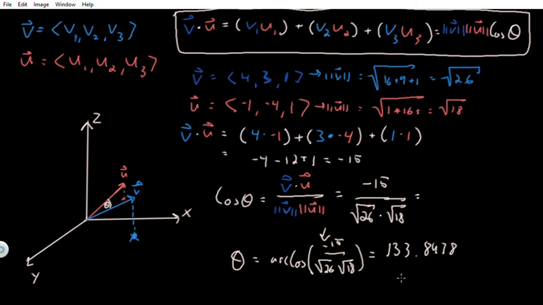But I would have to subtract this from 180 if I wanted to get this angle right here. So I would get 180 minus 133.8978, or 46.1021. And that would be our angle that we have over here, given that our vectors were these. So that's a basic introduction to the dot product. Just get used to using it, get familiarized with it. It's going to come up a lot in this playlist. See you soon.